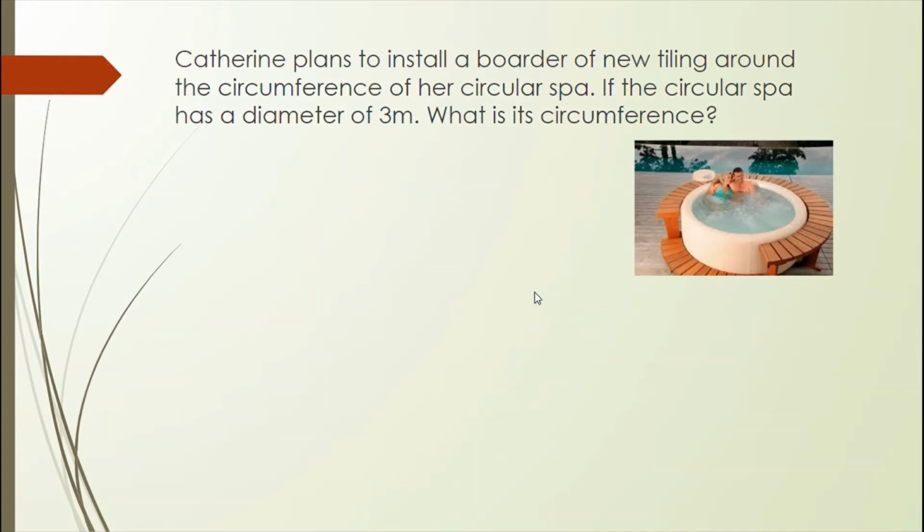Let's start with our first problem. Let us read. Catherine plans to install a border of new tiling around the circumference of her circular spa. If the circular spa has a diameter of 3 meters, what is its circumference? For this problem, we are going to find the circumference of the spa.